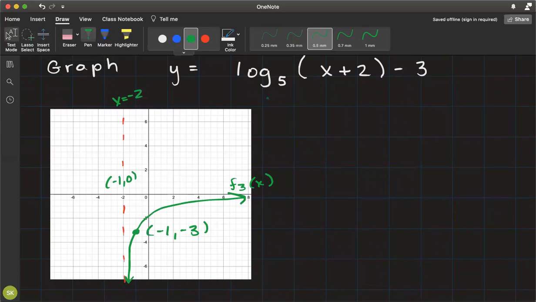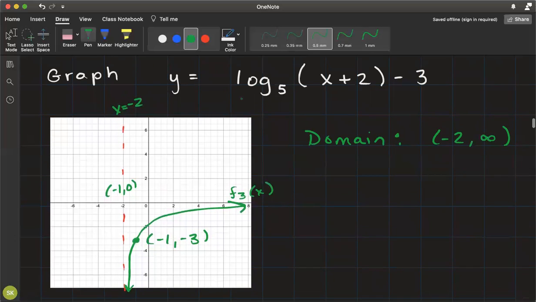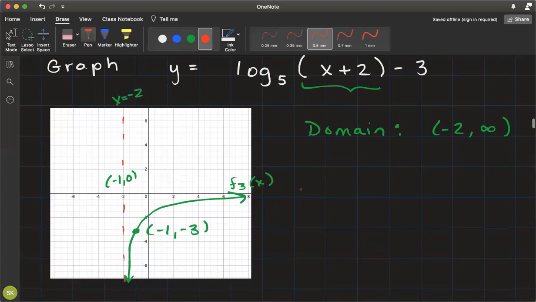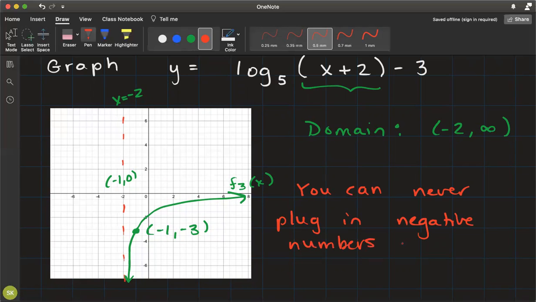So what can we say about the domain? Well, looking at the graph, you can see that we have this vertical asymptote at negative 2, so this is -2 to infinity. But actually, I can tell the domain just by looking at this function here. Because for a logarithm, you can never plug in negative numbers. This is really important. So let's write this down here. You can never plug in negative numbers into a logarithm.